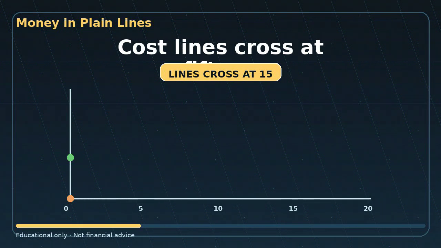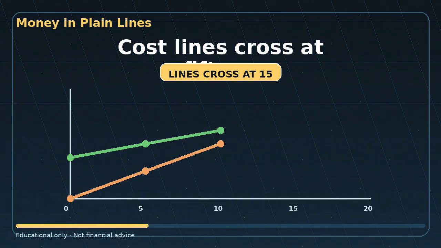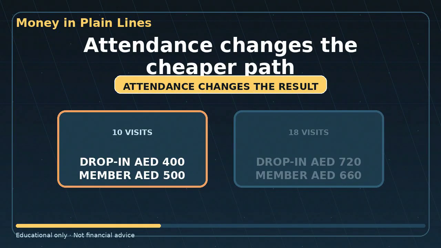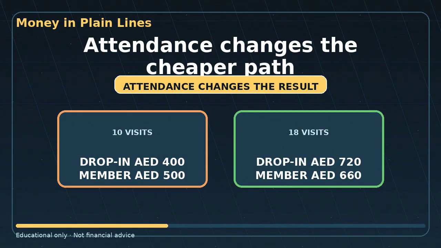Subtract the AED 20 member visit price from the AED 40 drop-in price. The difference is AED 20 per visit. Every completed visit closes AED 20 of the initial AED 300 gap. This does not mean AED 20 enters a savings account. It means the member path becomes AED 20 less expensive relative to drop-in for that specific visit.